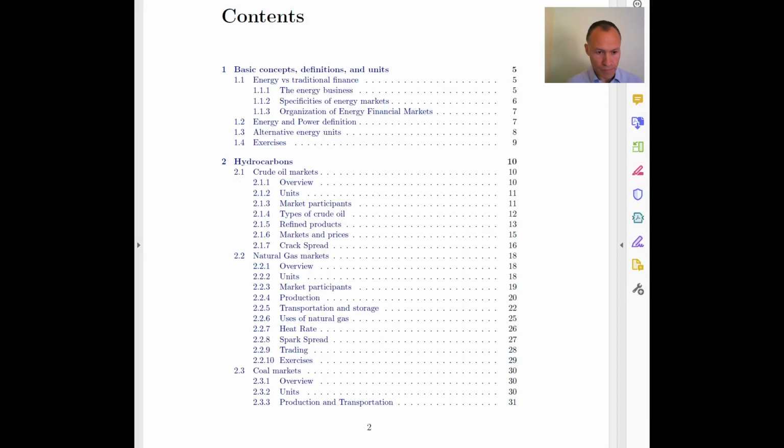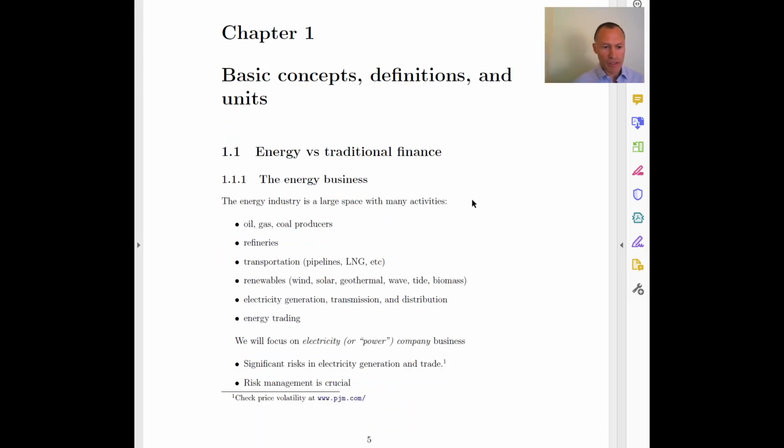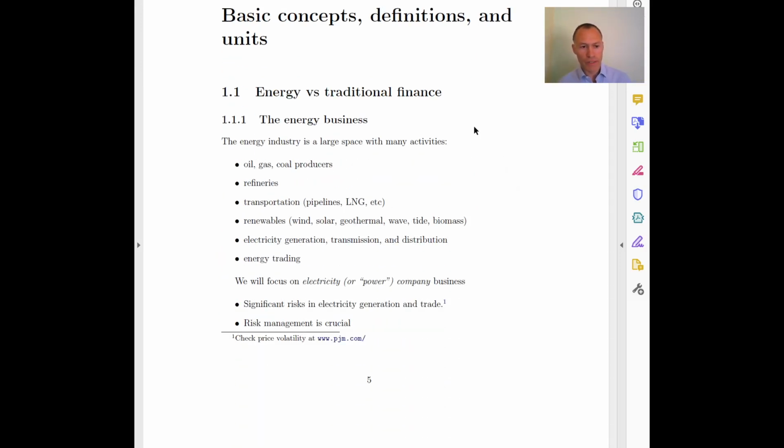All right, so basic concepts, definitions, and units. First of all, what is the difference between energy and traditional finance? Well, first, energy is a very wide field. There are many different areas that you see here, from oil and gas all the way to electricity and energy trading. In most of the course, we'll take the view of a company that generates and sells electricity. That is going to be useful for our course, because it allows us to integrate all these different areas of energy.